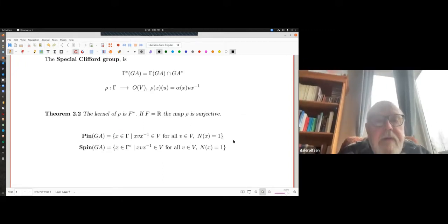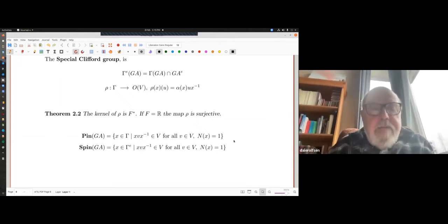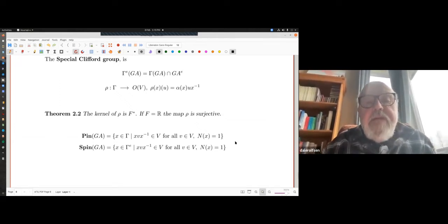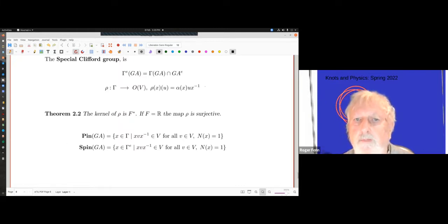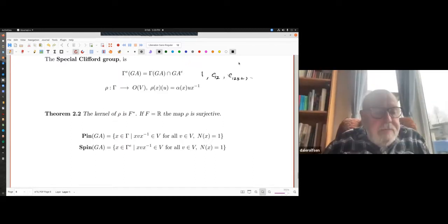Sorry, Roger? Your sound went out a minute ago. Could you explain what GA super E is again? Oh, sorry. Yeah. These are all defined by elements of even length. I should have explained that. So, for instance, a typical element would be 1, or generators E12, E1234, and so on. Okay, thank you.